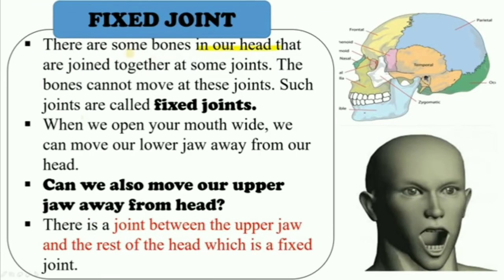Next one is the fixed joint. There are some bones in our head that are joined together at some points. The bones cannot move at these joints. Such joints are called fixed joints. When we open our mouth wide, we can move our lower jaw away from our head. Can we also move our upper jaw away from the head? No, right? Because there is a joint between the upper jaw and the rest of the head, which is a fixed joint. So that's all about joints.